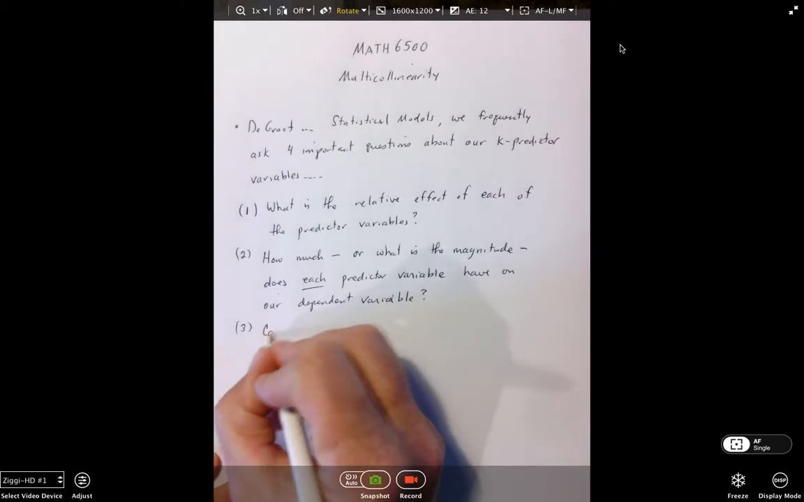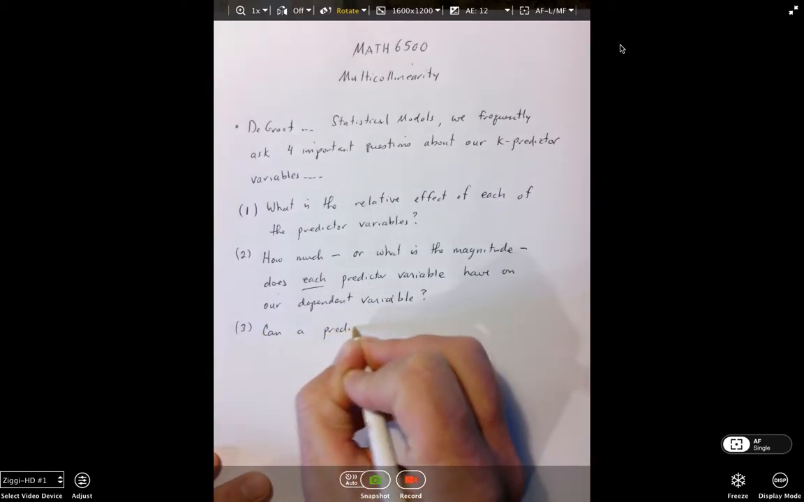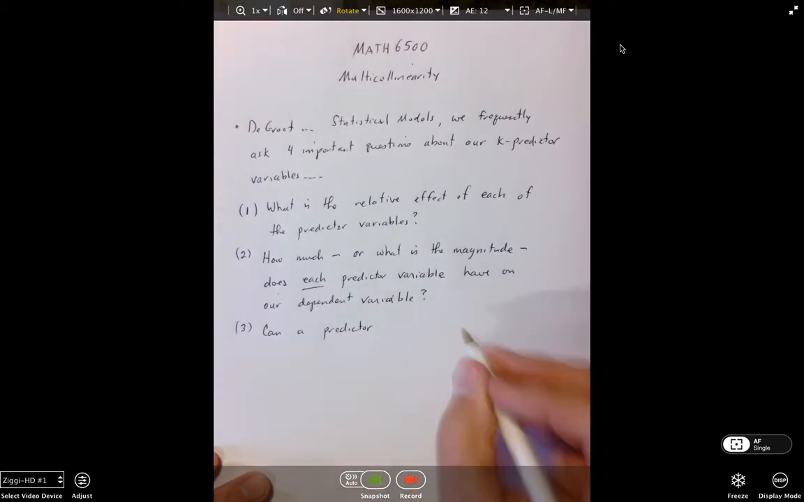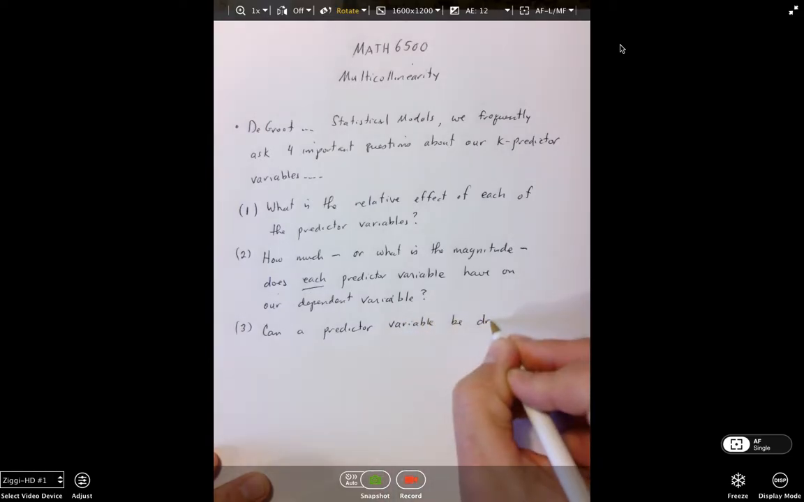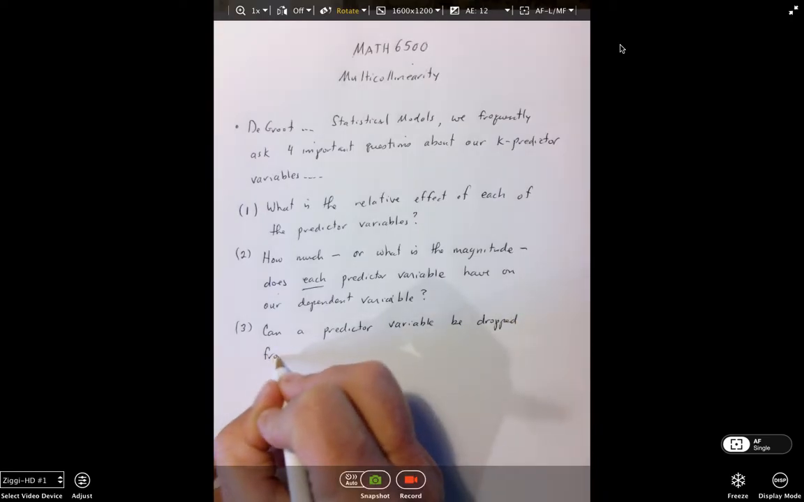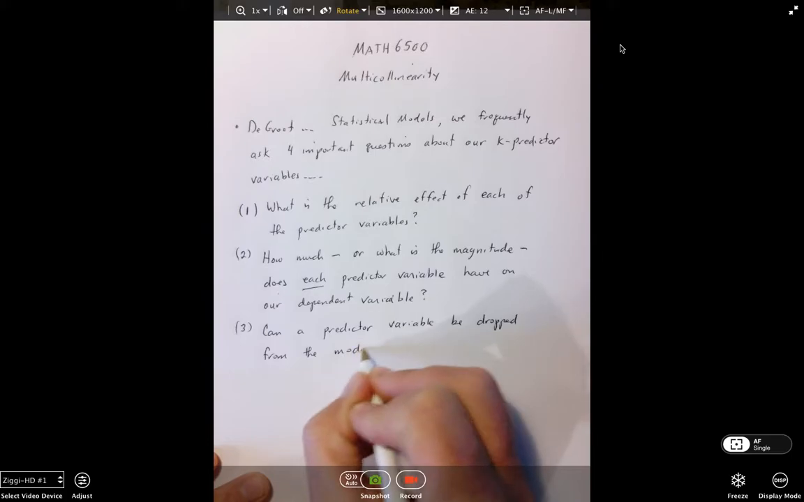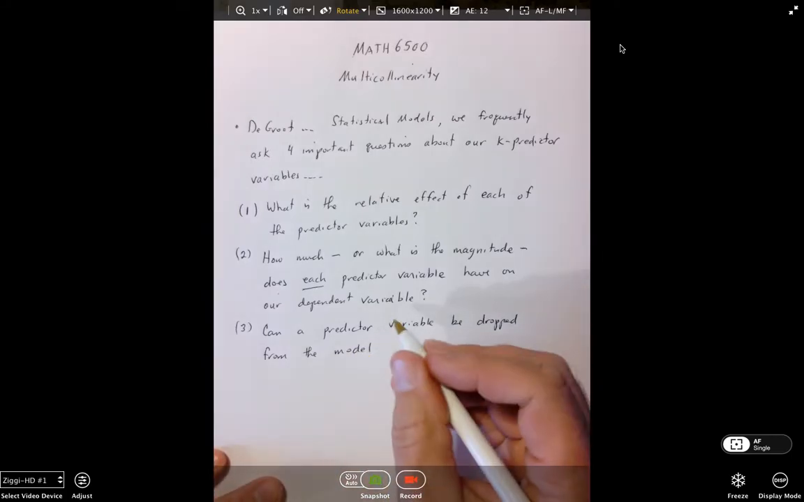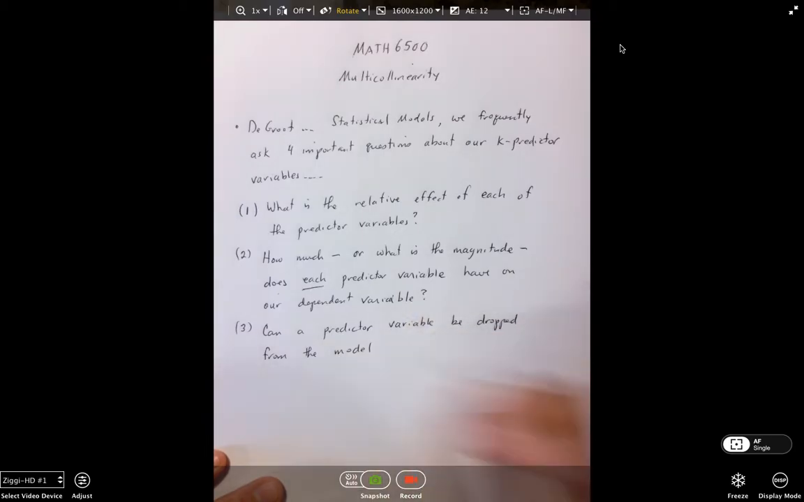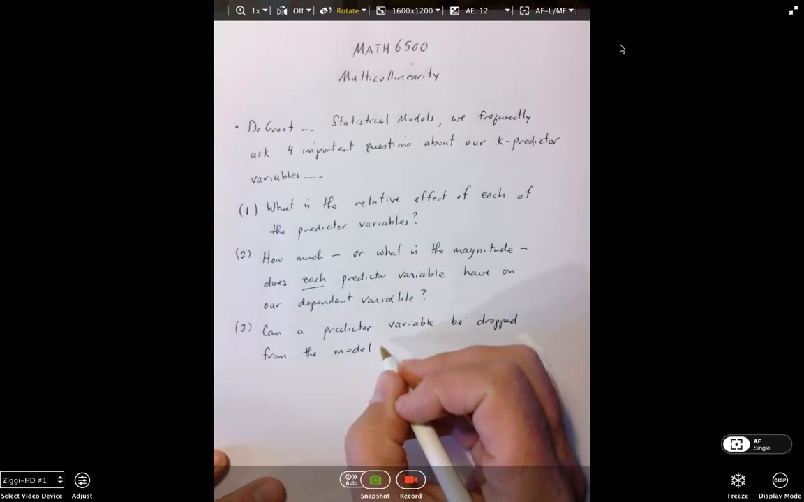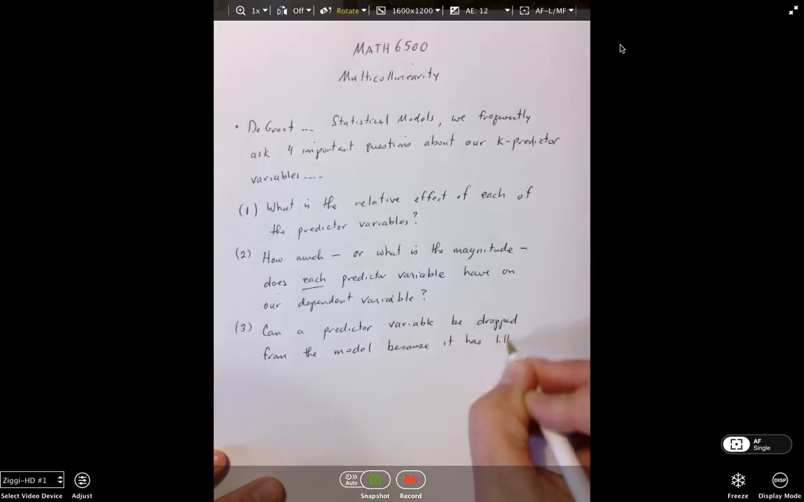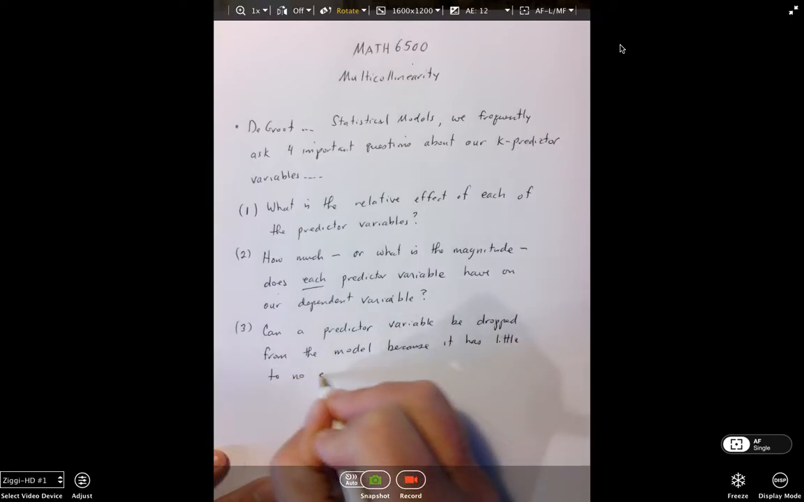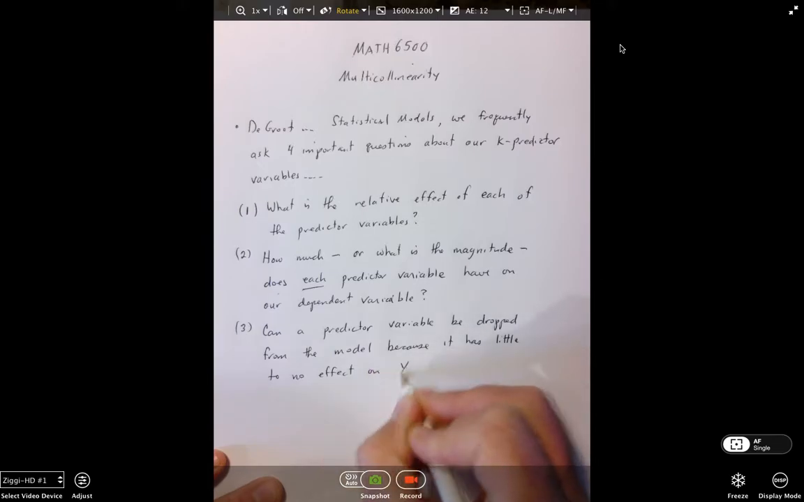Next thing I'd want to know, and this has been the motivation for this extra sum of squares material, is can a predictor variable be dropped from the model because it has little to no effect on our dependent variable.